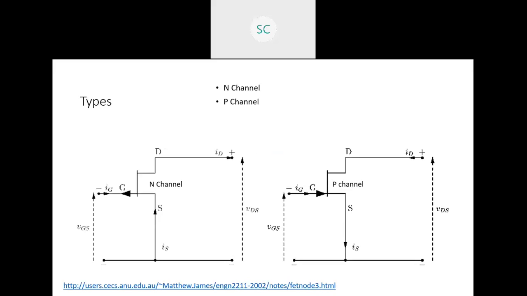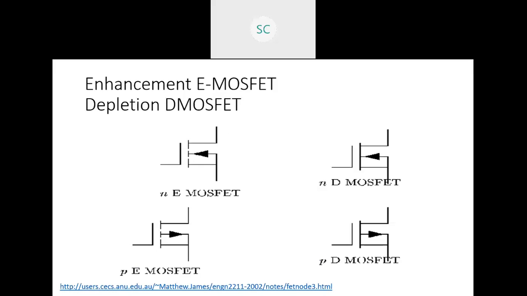The types of field effect transistor: N channel and P channel. This is your N channel, which shows that the flow of the current is from source to gate. In P channel, the flow of the current is from gate to source. The various types of field effect transistor are enhancement metal oxide field effect transistor and depletion metal oxide field effect transistor, each of N type and P type. You can see the flow of the current: it is from drain to gate here, and for P type, it is from gate to drain.